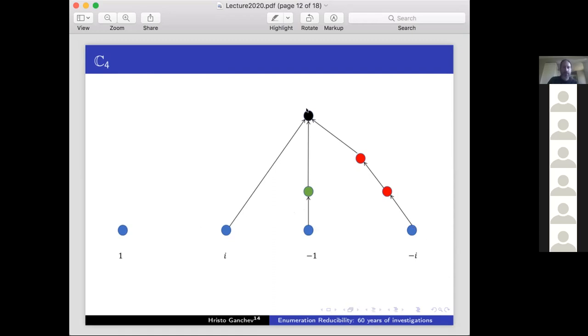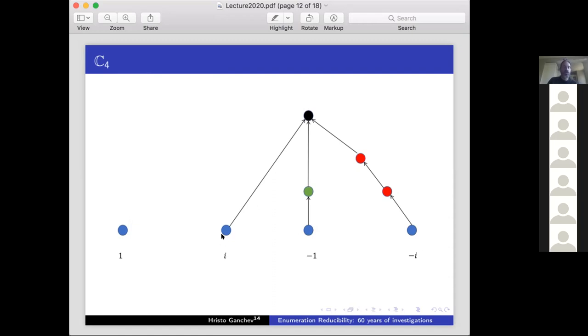So the domain of your structure, which are 1, i, minus 1 and minus i, these are the minimal elements of your partial ordering. Then you have maximal elements, which do the job of the calculation.